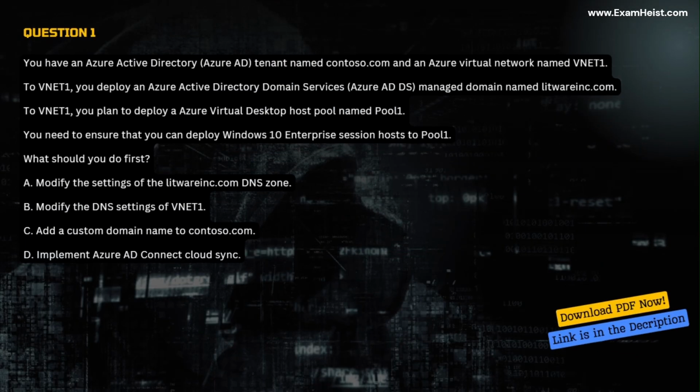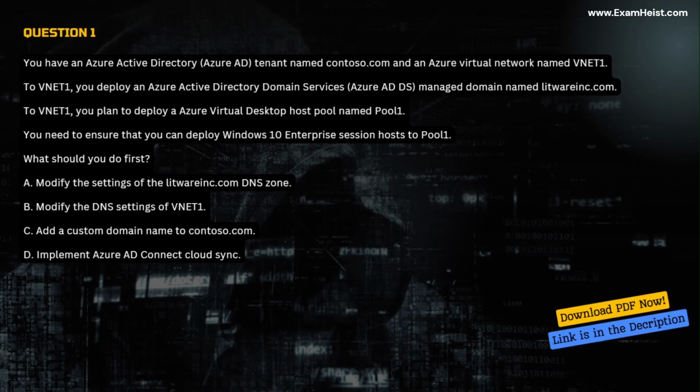Question 1. You have an Azure Active Directory, Azure AD, tenant named Contoso.com and an Azure Virtual Network named VNet1. To VNet1, you deploy an Azure Active Directory Domain Services, Azure ADDS, managed domain named litwaring.com. To VNet1, you plan to deploy an Azure Virtual Desktop host pool named Pool1. You need to ensure that you can deploy Windows 10 Enterprise session hosts to Pool1. What should you do first?